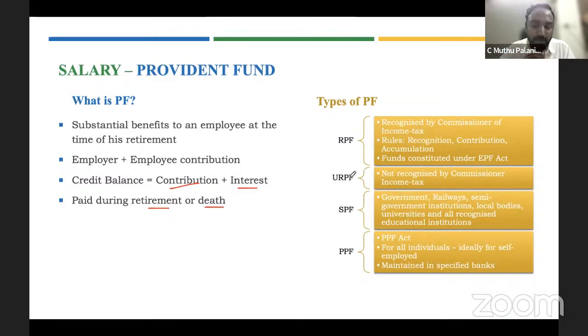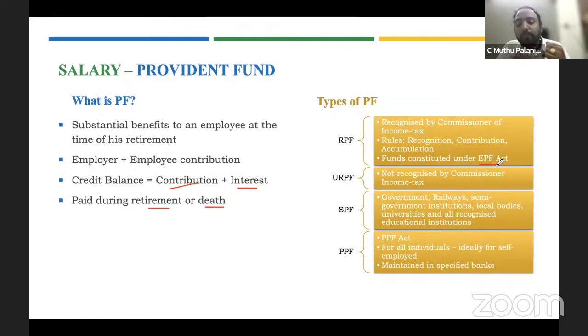So what is recognized provident fund? Recognized provident fund is recognized as a provident fund by the income tax. This is basically governed under the Employee Provident Fund Act. You would have seen it called EPFO. So that is your Employee Provident Fund Organization. This is governed and approved by the income tax also. So this will have its own rules, recognition, everything. Whatever comes under that is called recognized provident fund. Unrecognized, of course, which is not recognized, is called unrecognized.